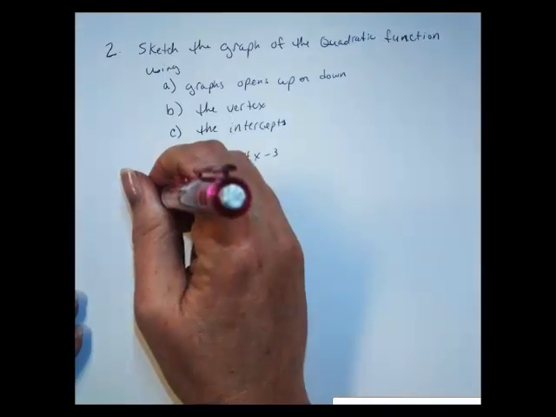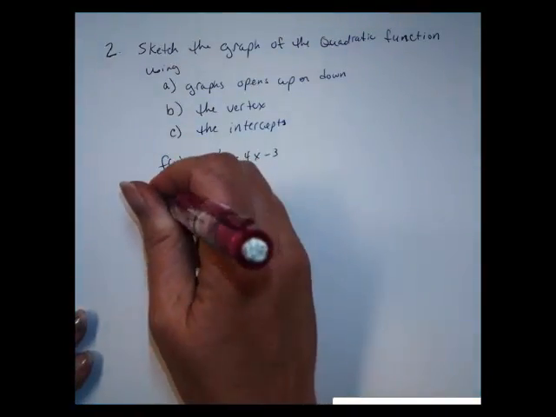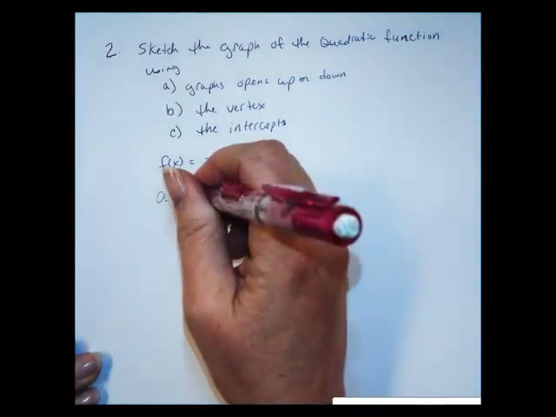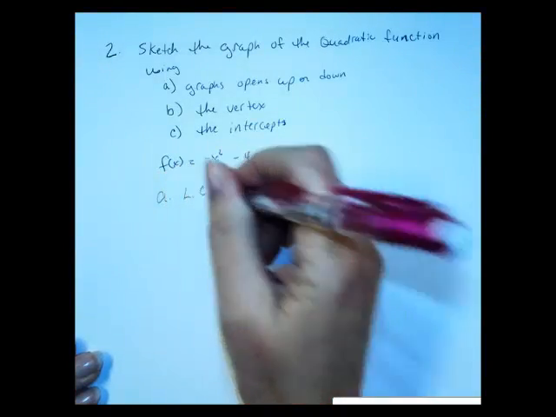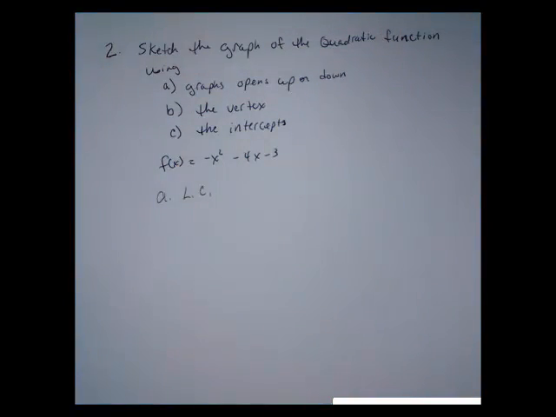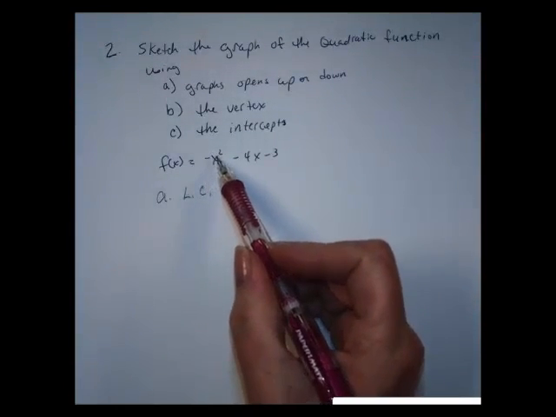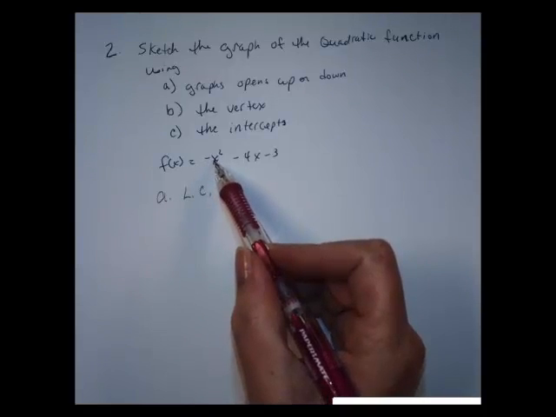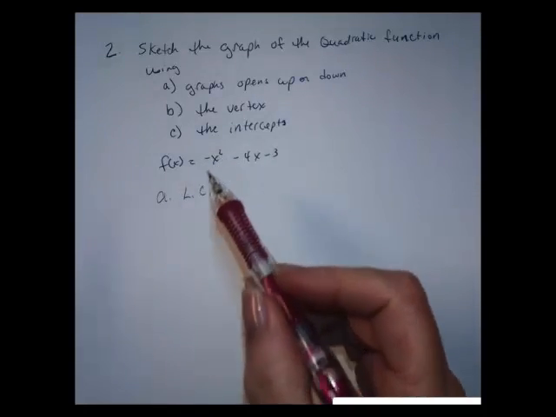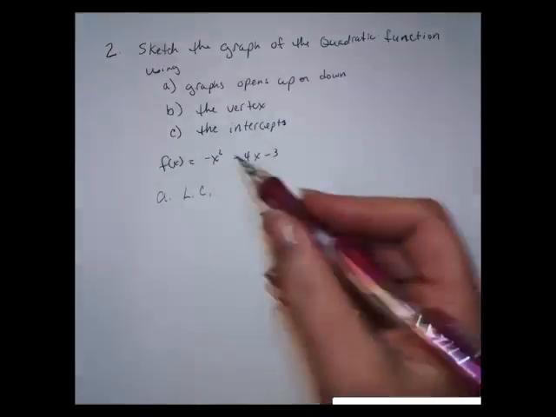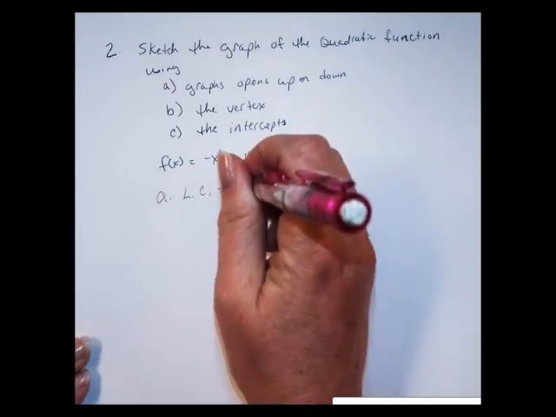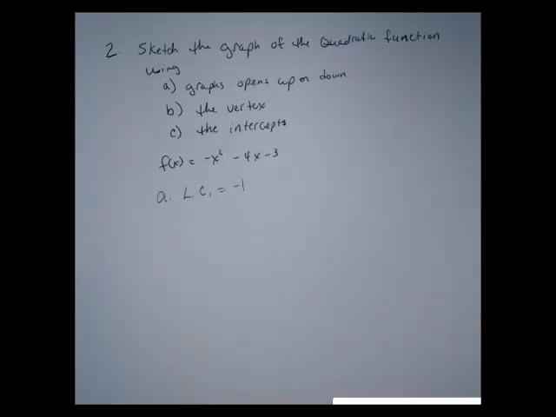To figure that out for part A, we are first going to look at the leading coefficient. I'm just writing that as LC rather than writing leading coefficient. What is the leading coefficient? It's the number in front of the variable that has the highest degree. In this case, we have a negative x squared, and that negative sign means we have negative 1 as our leading coefficient.